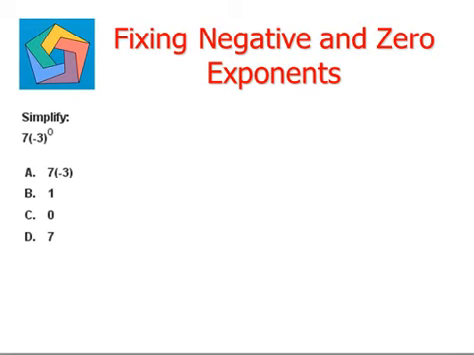Let's look at the next question. Simplify 7 times negative 3 to the power of 0. Before we go on to solve this question, let's understand one rule about the zero exponent: be it any quantity in the world, say a to the power of 0 is always 1. Any quantity that is raised to the power of 0 becomes 1.